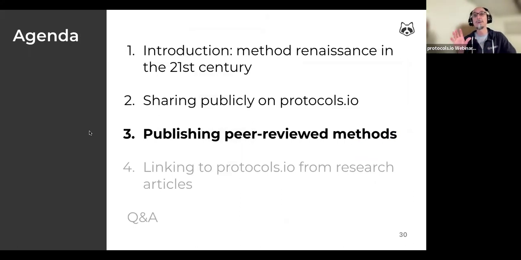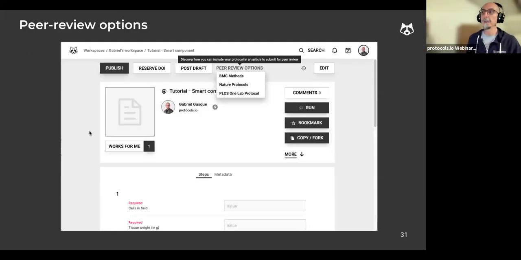Now I would like to move to the third point of the agenda, which is a very specific partnership that we have established with 3 peer-reviewed journals and which fits in this narrative of methods renaissance, because the idea is to bring more credit and recognition to method development. So the idea is that your protocol posted in protocols.io can be submitted from the platform to BMC Methods, Nature Protocols, or PLOS ONE for peer review and eventual publication as a methodological paper.